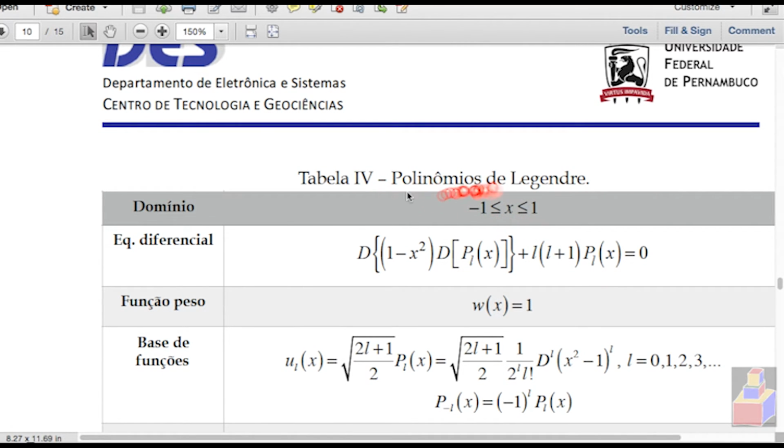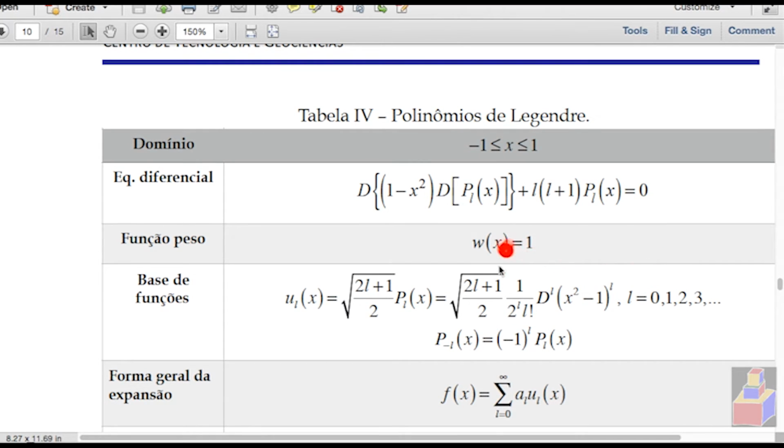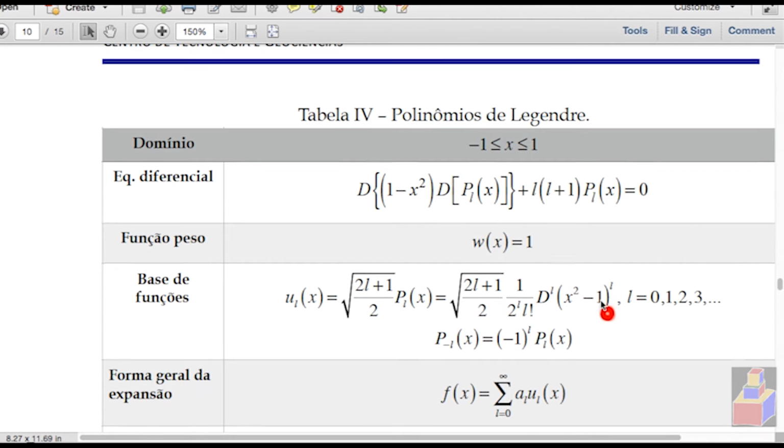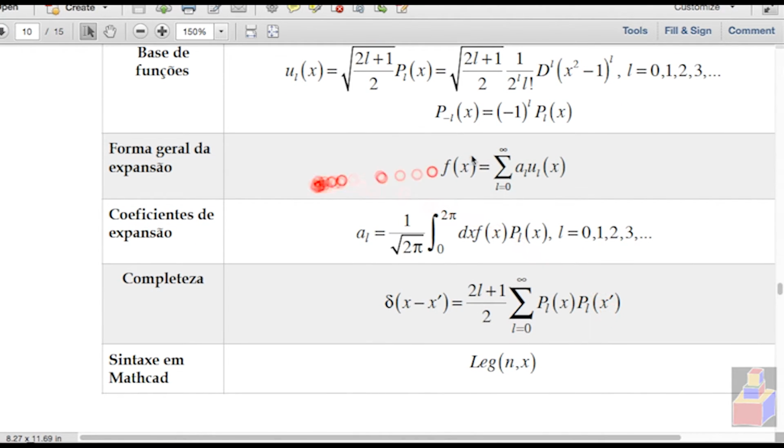Legendre polynomials. This equation, the weight function, the normalization here. This is an L-th order derivative of this binomial here. So there's the general expansion. These are the coefficients. This is the completeness relationship, and this is the syntax in MATLAB, legendre(n,x). You can find that in MATLAB.